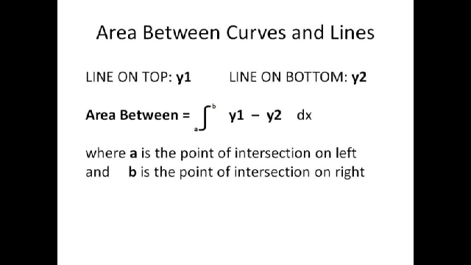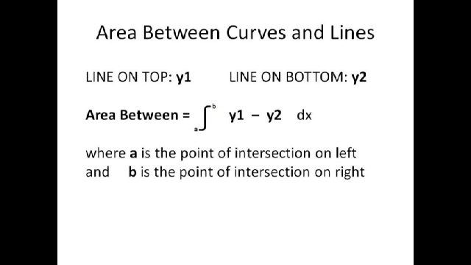Another thing you might get asked to do is work out the area between a curve and a line. Now the line or the curve on top, you call it y1, and you call the line on the bottom y2. You do it like this because you want the area under the curve at the top, take away the area under the curve at the bottom, so you're just left with the area between them. To get that, you integrate y1 minus y2, then sub in your value of b and take away your total when you've subbed in your value of a. Remember, b is the one on the right, a is the one on the left.